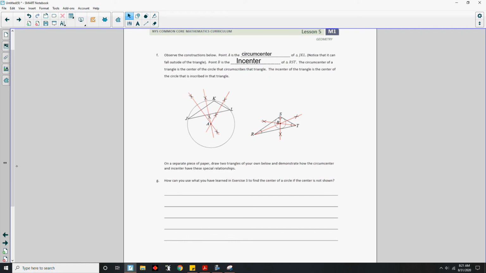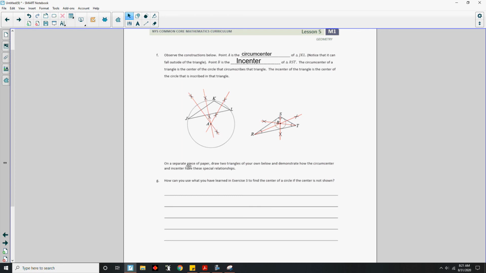The circumcenter of the triangle is the center of the circle that circumscribes that triangle. So what's really cool about this is if I construct 3 perpendicular bisectors of all 3 sides of a triangle and find the circumcenter point outside here, and take a compass and put it on point A and then over to one of the three angles of the triangle and draw a circle, then it will hit all three angles. When a triangle's vertices, all three, are on the edge of a circle, that is called circumscribed.